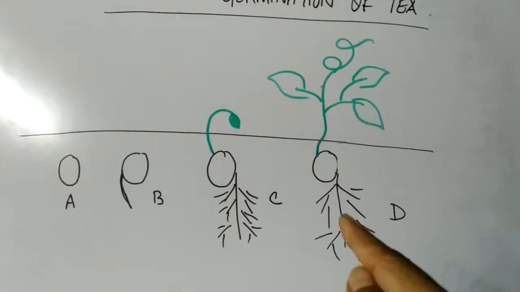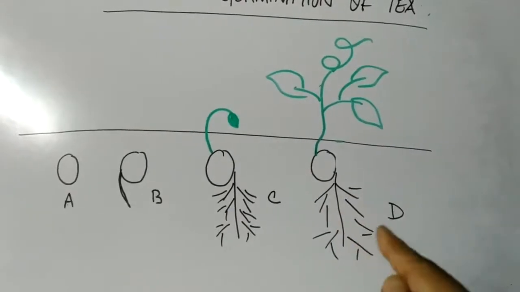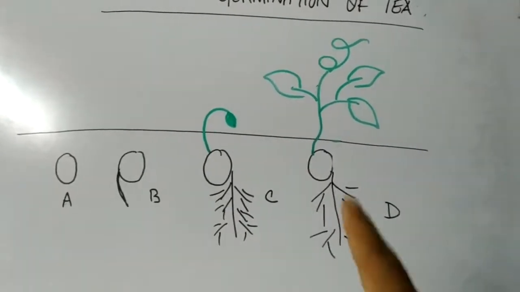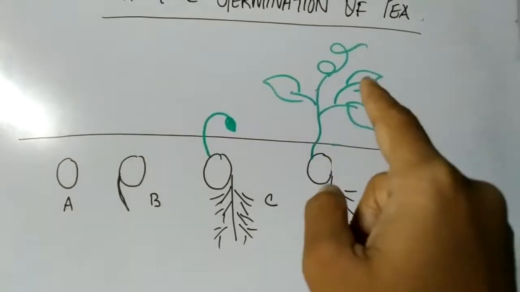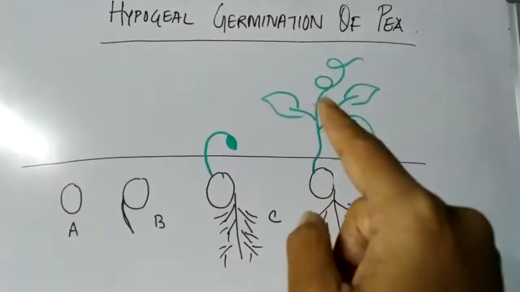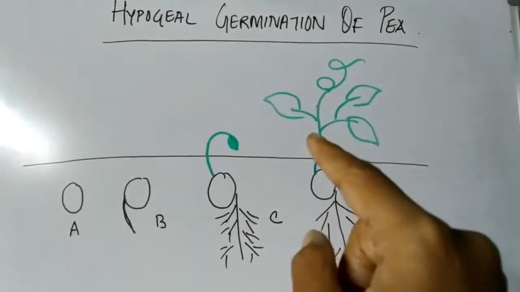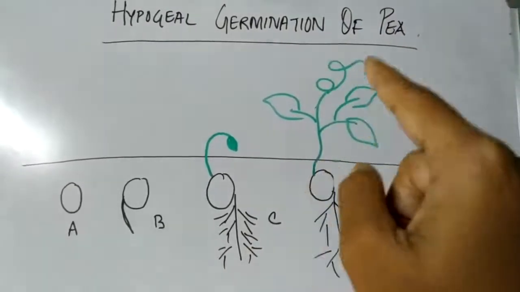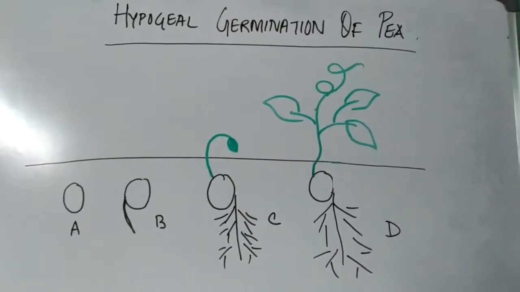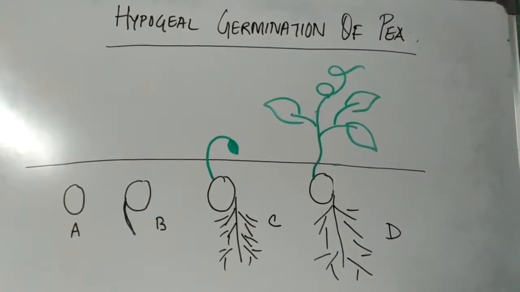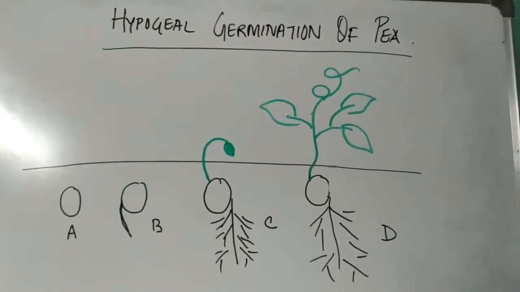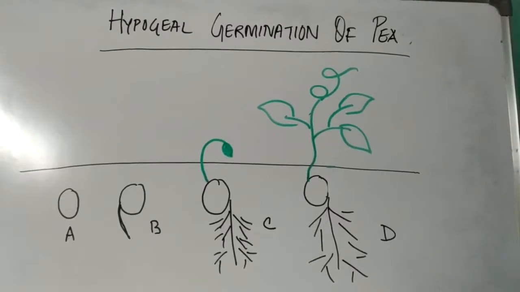You can see over here the primary root, the lateral root and side branches, and the plumule will give rise to the shoot system consisting of the leaves. And since it is a climber plant, it is forming tendrils also for more support. While it will be getting a support, it will coil around it and it will grow further. So this is hypogeal germination of pea.